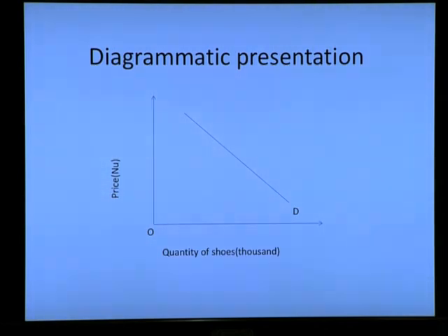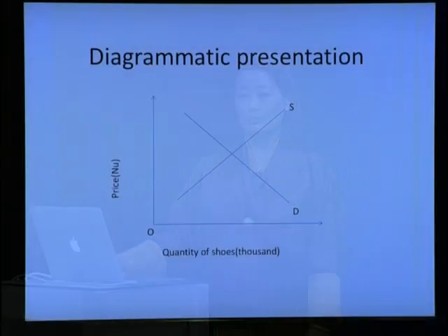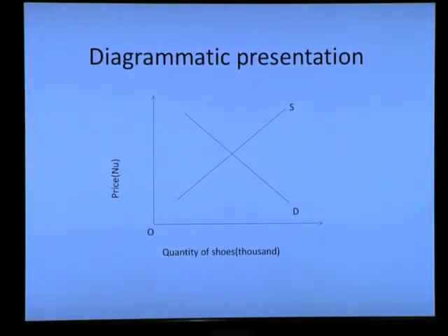This downward sloping demand curve, as you already know, gives us the inverse relationship between price and demand. And here I have the supply curve, which slopes upward, that indicates the direct relationship between price and the quantity supplied. Now at the intersection point where the demand and supply curves meet, we call that the equilibrium point. And the price corresponding to this equilibrium point, this Nultrum 300, is the equilibrium price, and 4000 is the equilibrium quantity.